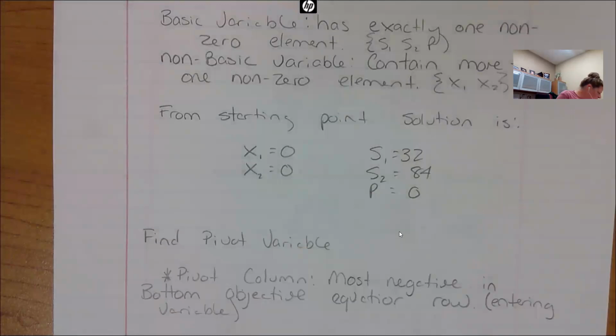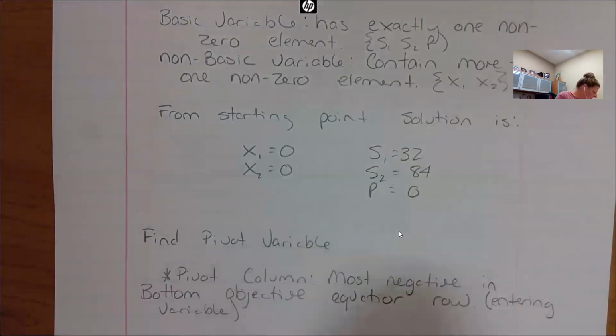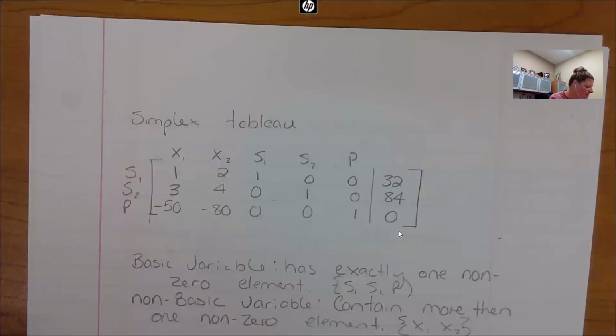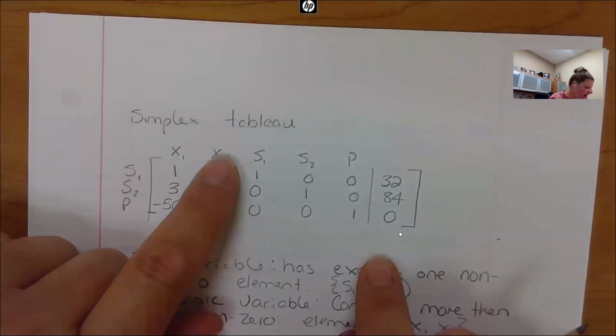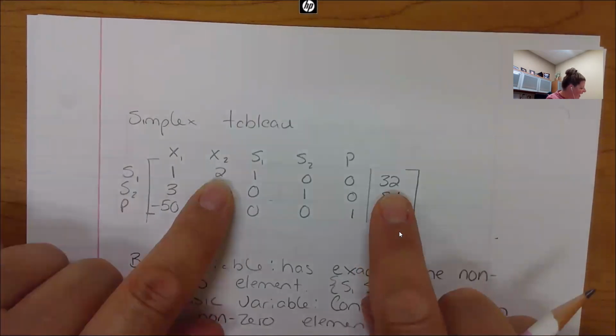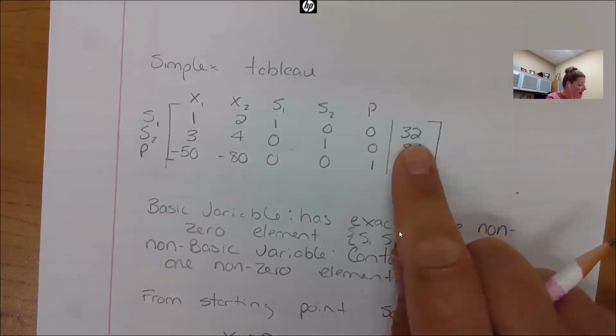Okay, and your pivot row. How do we find that pivot row? The way that we use the pivot row is we look at the ratio. So what do I mean by that? The ratio. So we know we're in this column. We look at 84 divided by 4 and 32 divided by 2. And that is going to give us our ratio to find our smallest and our pivot row. So let's write that out.